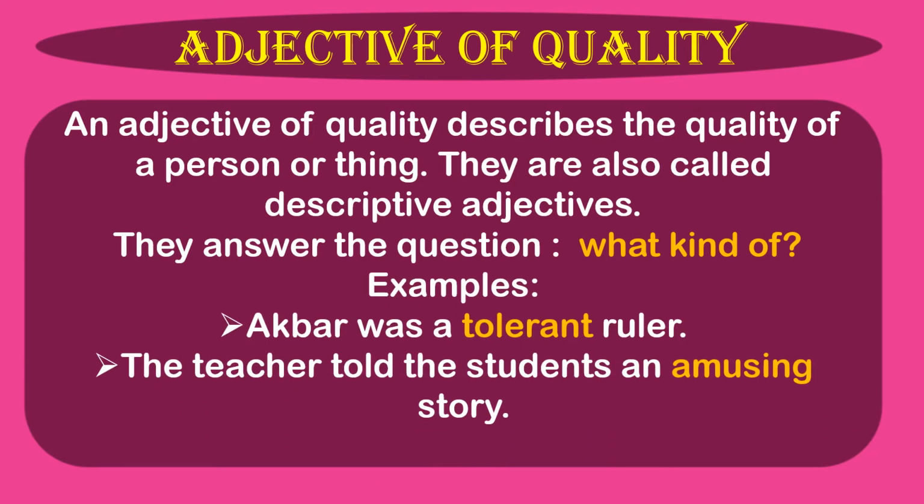Okay, so here are the examples. Akbar was a tolerant ruler. So you can see that Akbar was what kind of ruler? Tolerant ruler, right? So tolerant is your adjective of quality. The teacher told the students an amusing story. So what kind of story? Amusing. So amusing will be your adjective of quality. Okay.